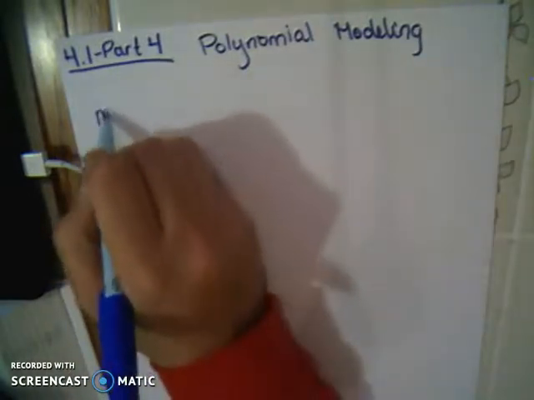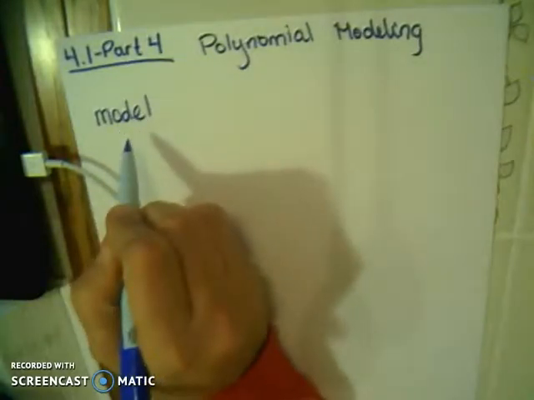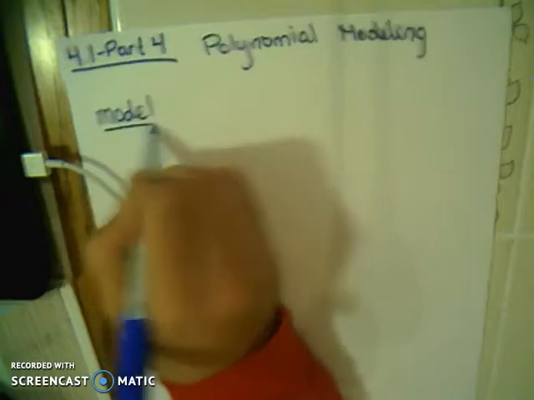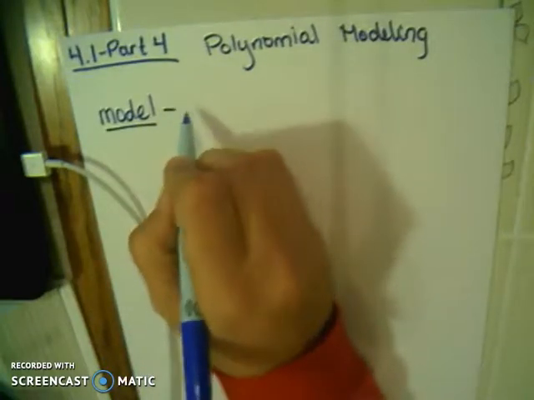So a model is just an equation that represents, as closely as possible, it's never exact, but as closely as possible, some real life data.